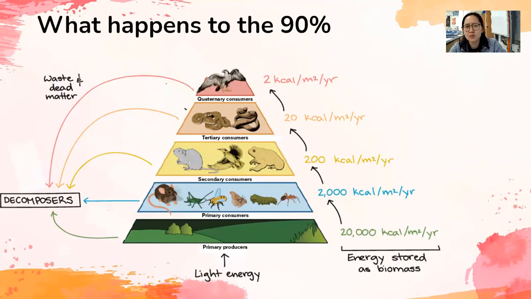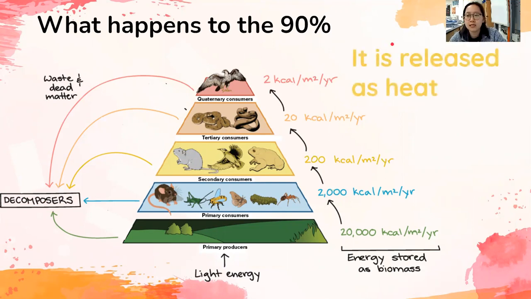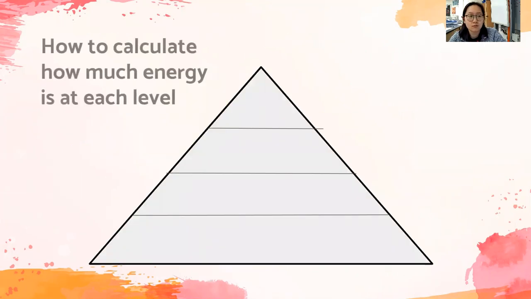Now, like I just explained, what happens to that 90%? Well, it's got to go somewhere. So it's released as heat into the atmosphere. And like I said before, the way that we pass energy on through our trophic system isn't very efficient because 90% of it is getting lost. How do we calculate how much energy is at each level?